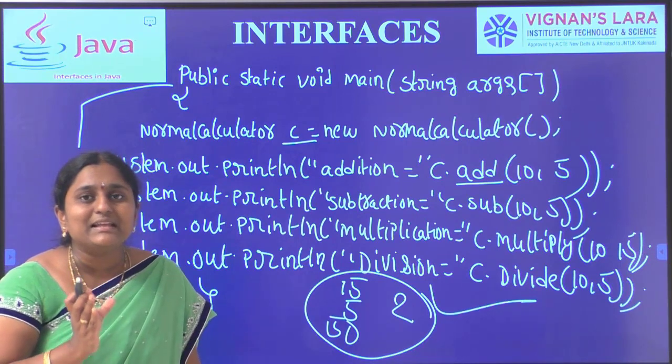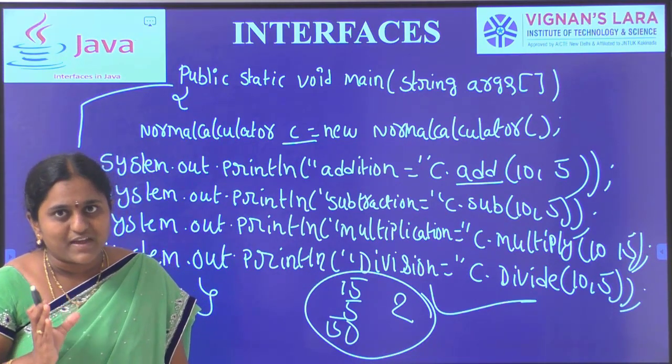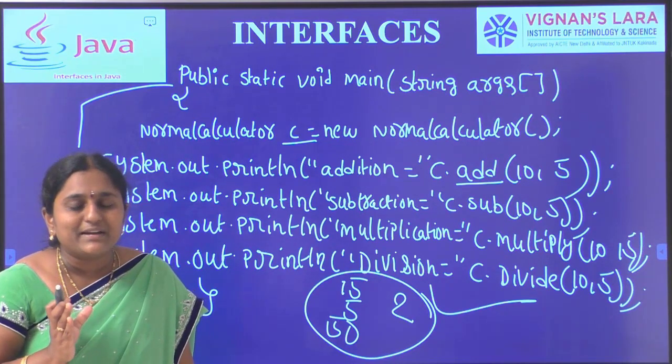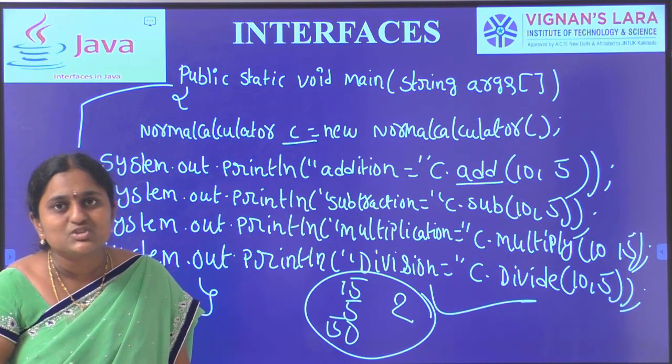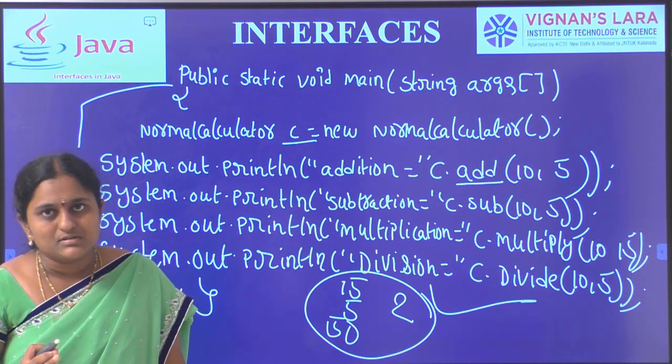Finally, every method defined within the interface should have the public access specifier. Every variable defined within the interface should be a static and final field, that is, final variables.